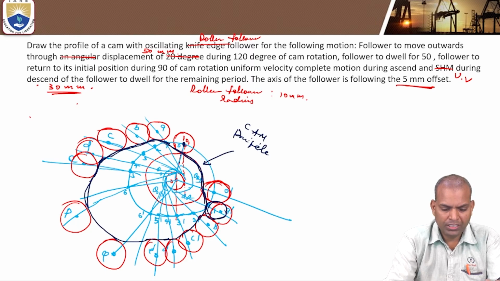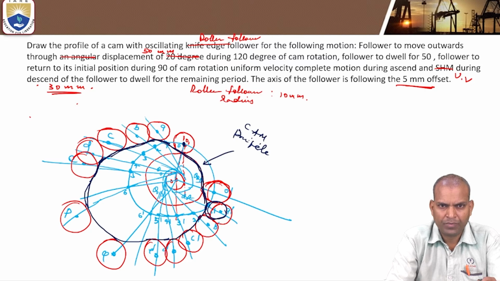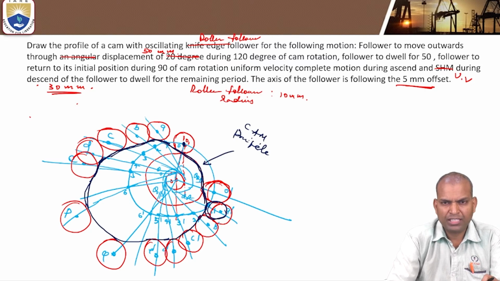And one more important thing is that there is an angle between the motion of the follower and the normal to the pitch curve, the normal line to the pitch curve. That angle is known as the pressure angle. If the pressure angle is maximum, then jamming takes place. Jamming of the roller takes place in its bearings. In order to avoid the jamming, what to do? We have to consider the optimum value of the pressure angle.